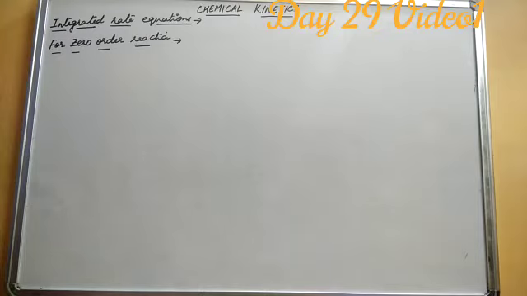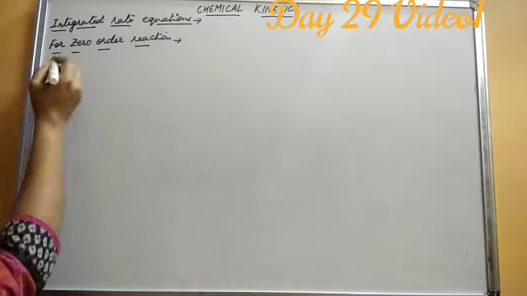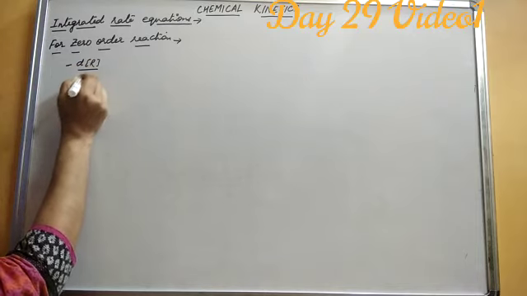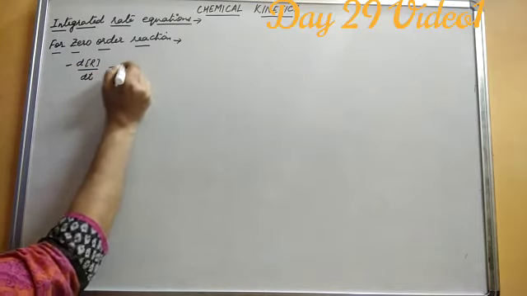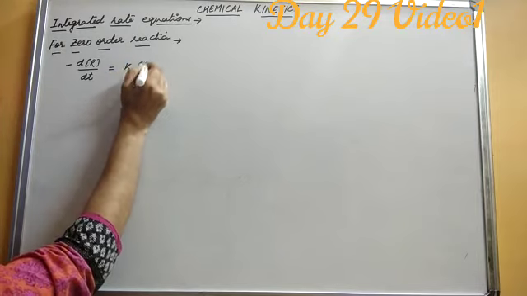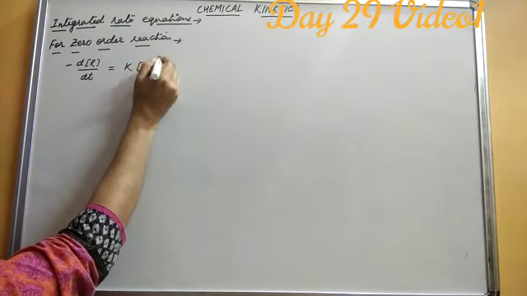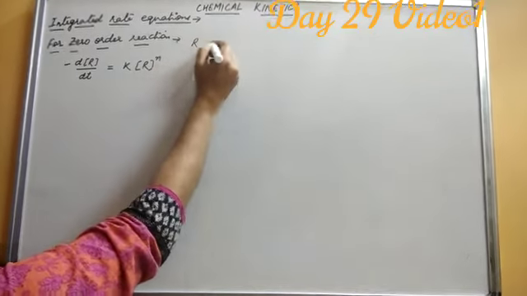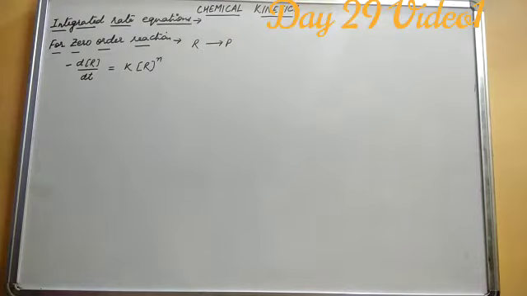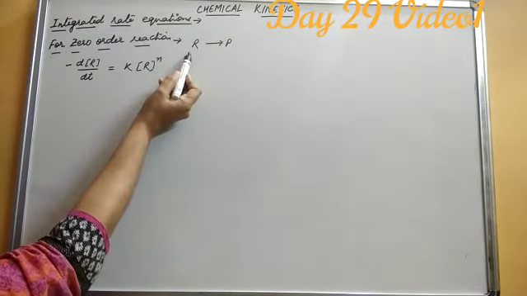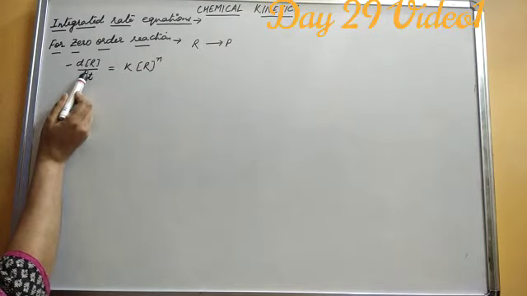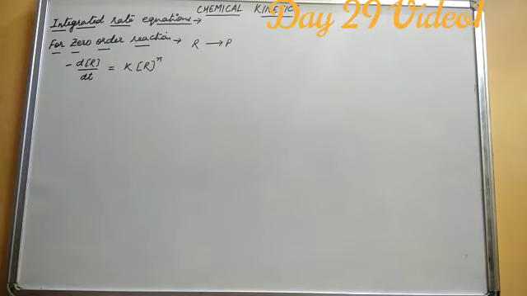First of all, recall what is the differential rate equation that we did. Minus dR by dt equal to k R to the power n. This was the general formula, where R is the reactant forming product P. So rate depends on the concentration of the reactant. We have written minus dR by dt because reactant concentration always decreases.